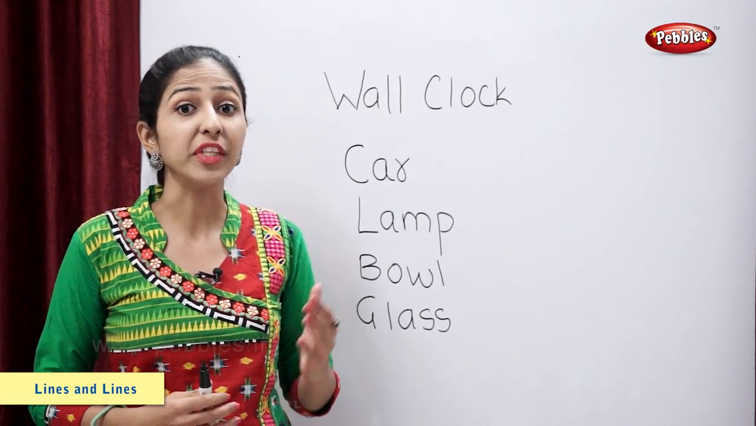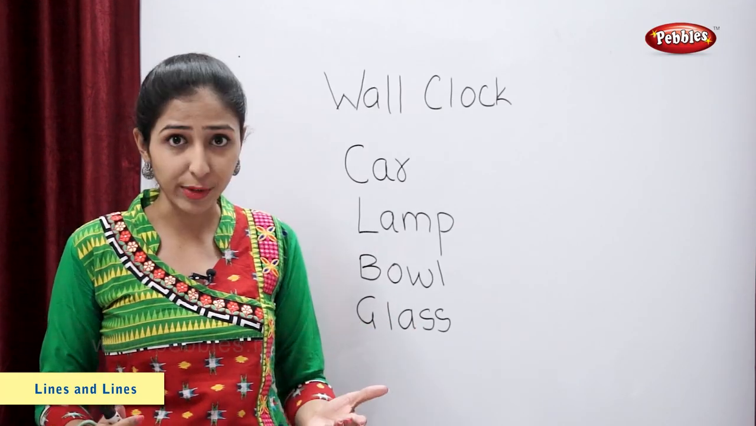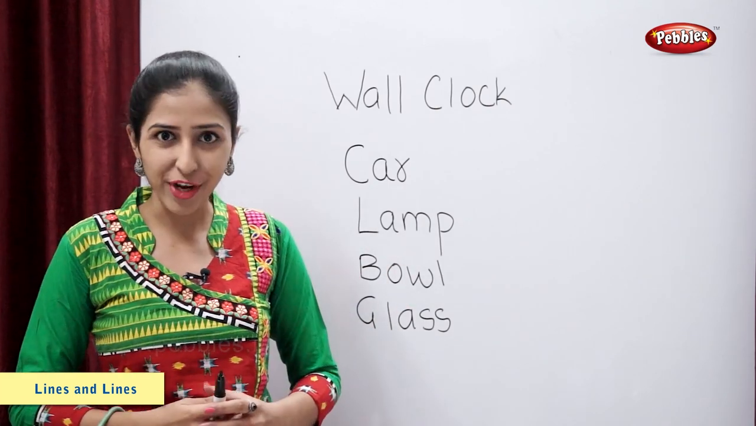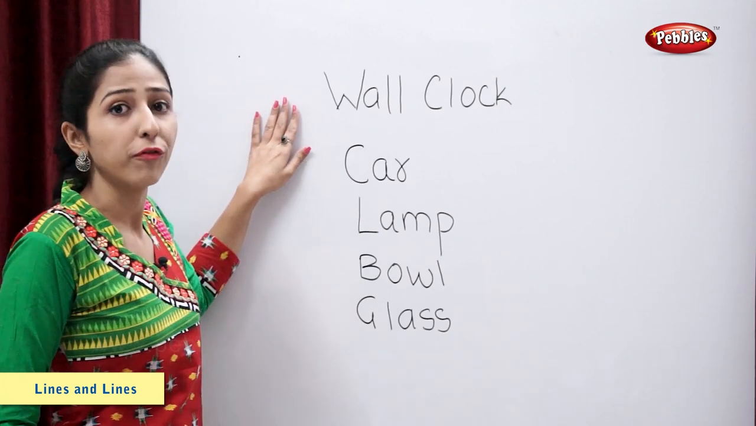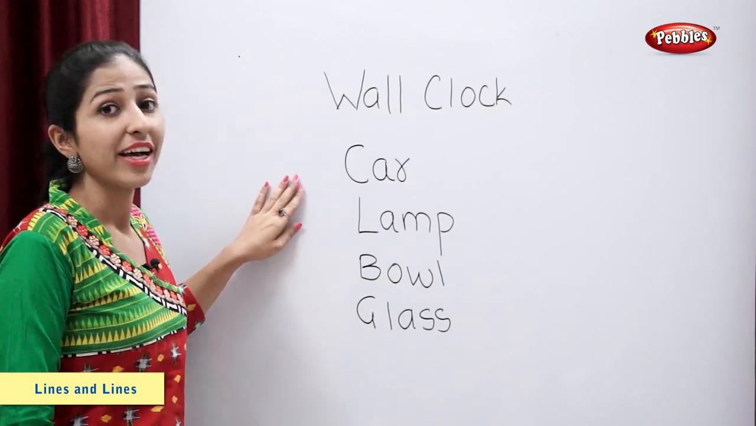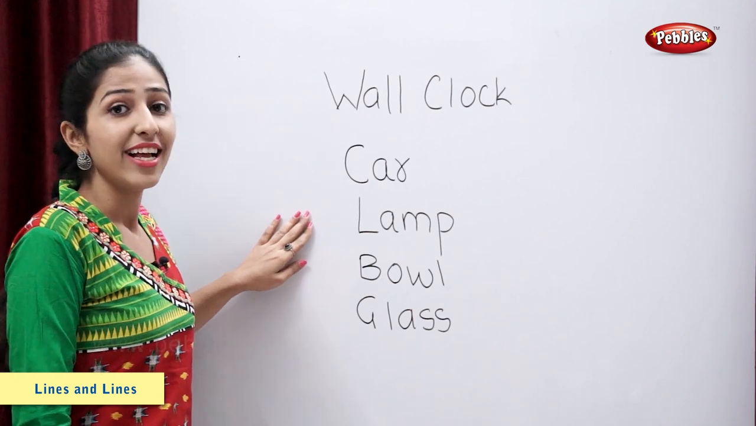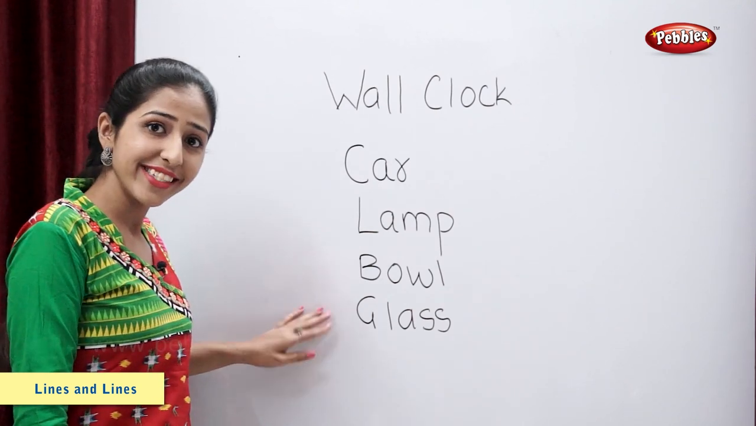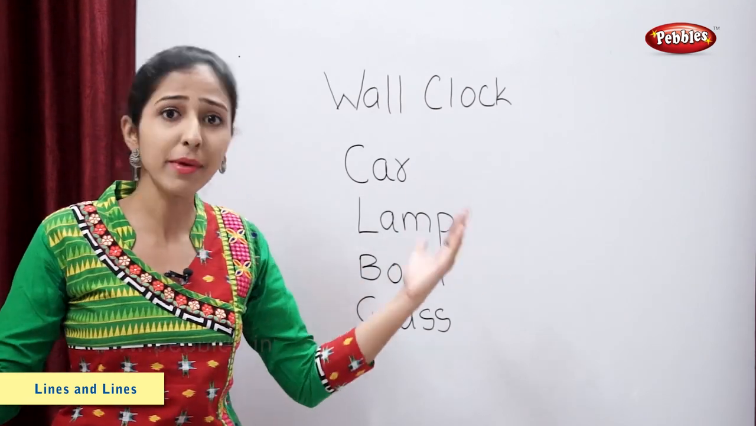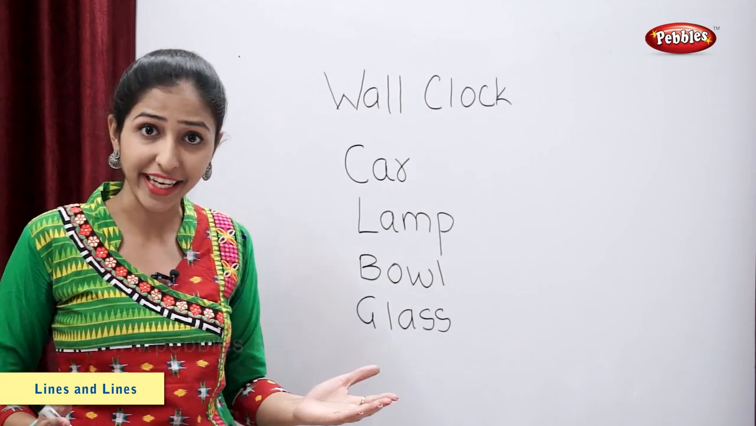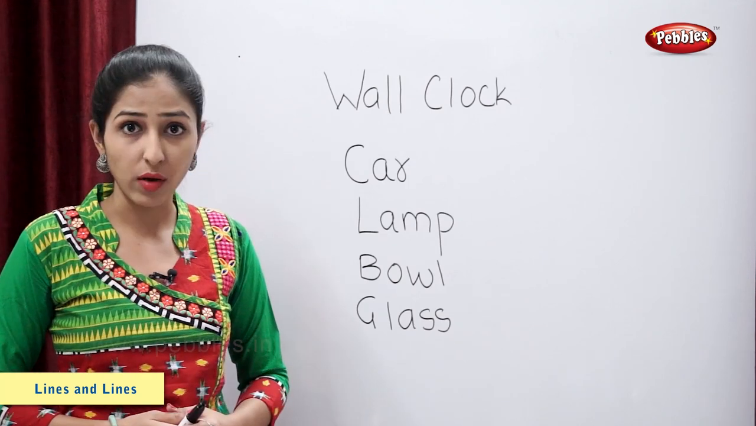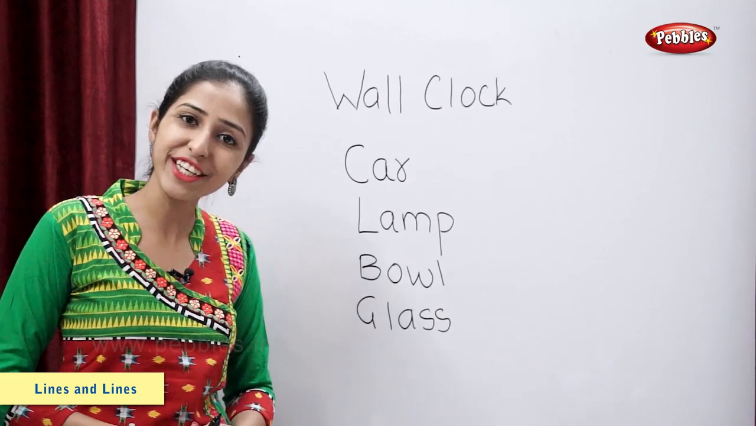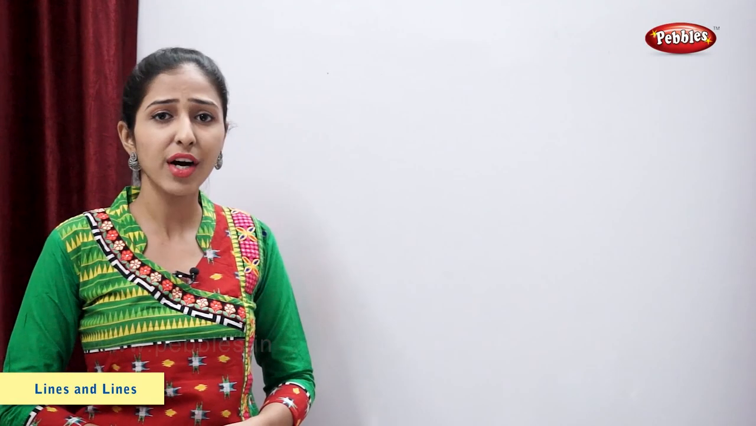The things that we see and use in our day-to-day life are also made up of lines and curves. For example, a wall clock, car, lamp, bowl, a glass, and there are many different things made up of lines and curves. So now, let's draw these examples using lines and curves.